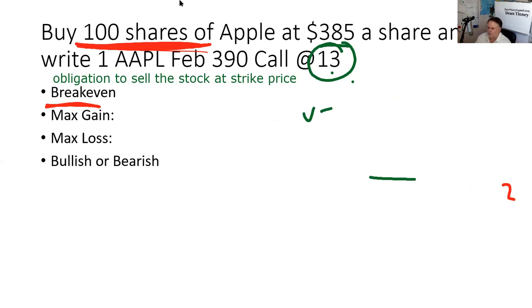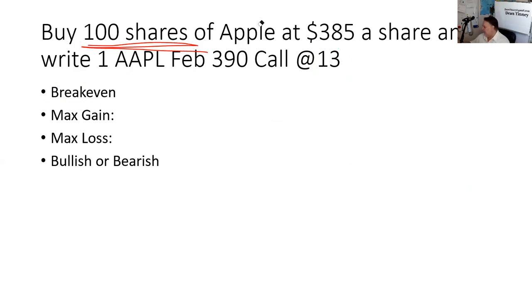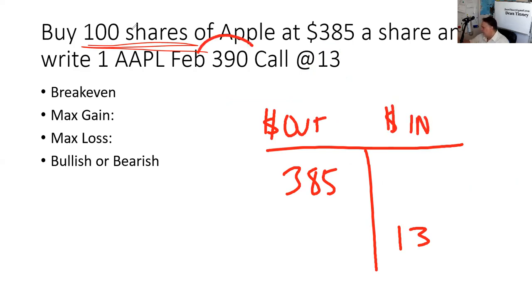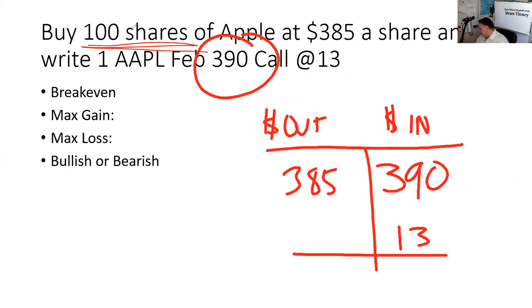So let me just clear up the slide here. And again, here we paid 385, we brought in 13. And so here I have to deliver the stock, Apple, at 390. I do not participate past the strike price.